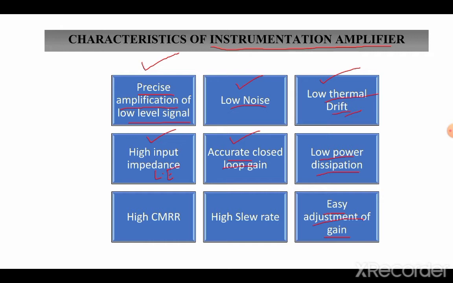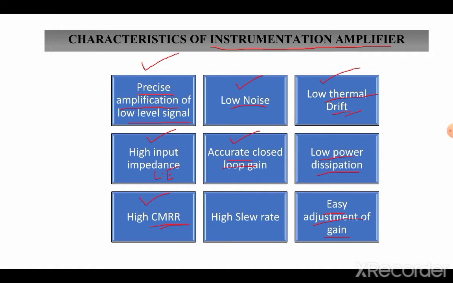The next characteristic that should be fulfilled by the instrumentation amplifier is high CMRR. This is the main characteristic. CMRR is the common mode rejection ratio. The common mode rejection ratio is basically used to reject the common mode signals present at the input of any amplifier circuit. The most common signal present at both inputs of the op-amp is nothing but the noise signal. Therefore, it is required to be.